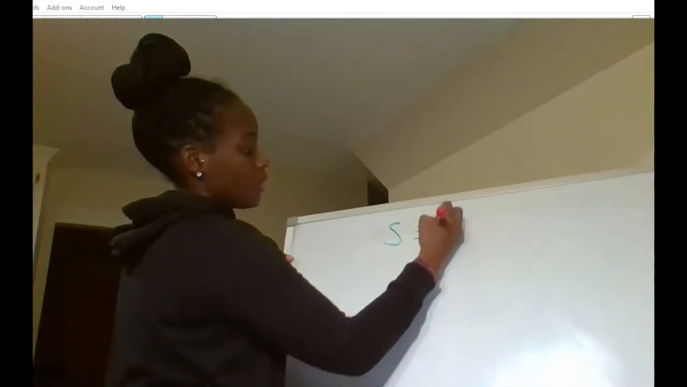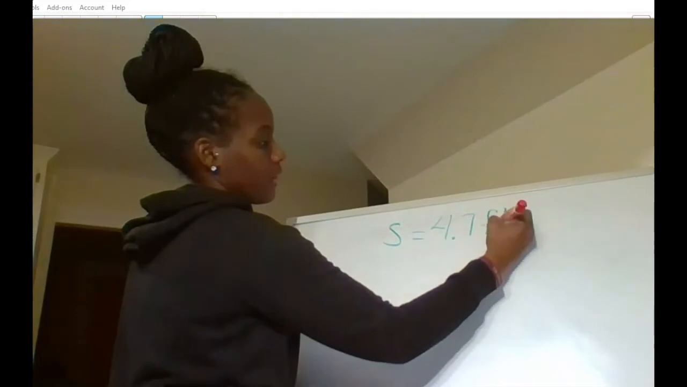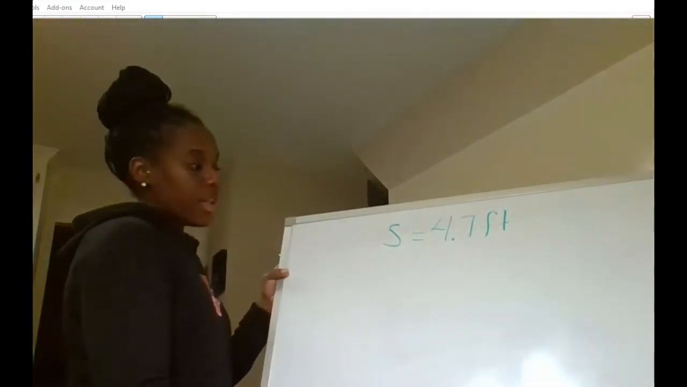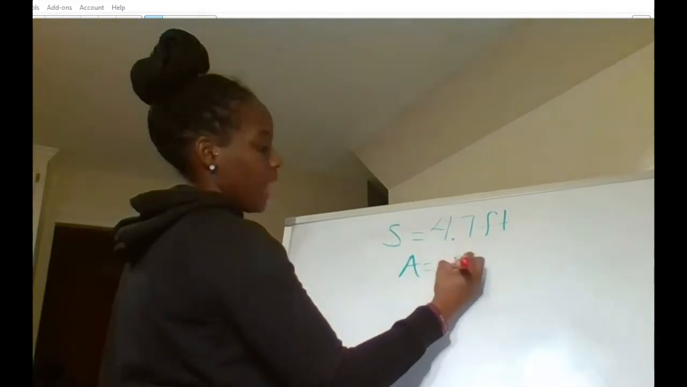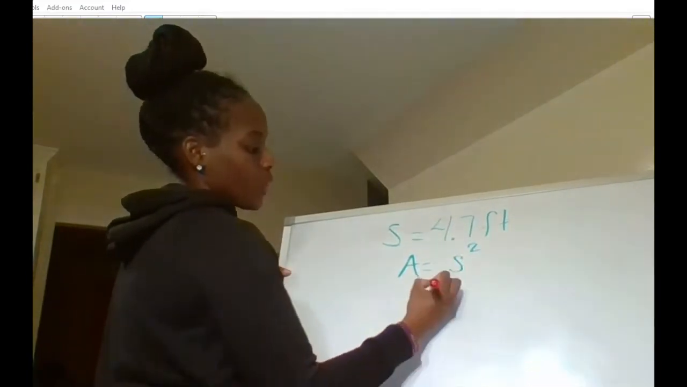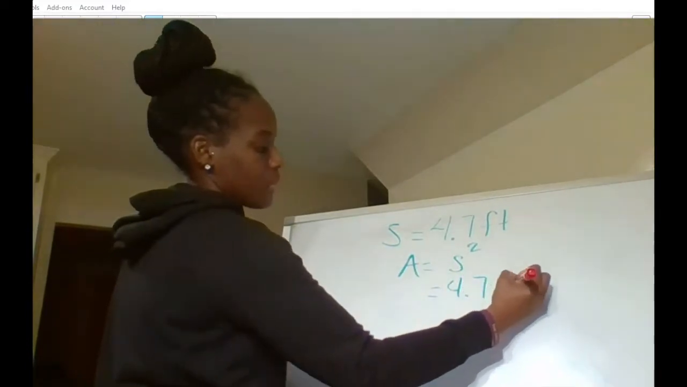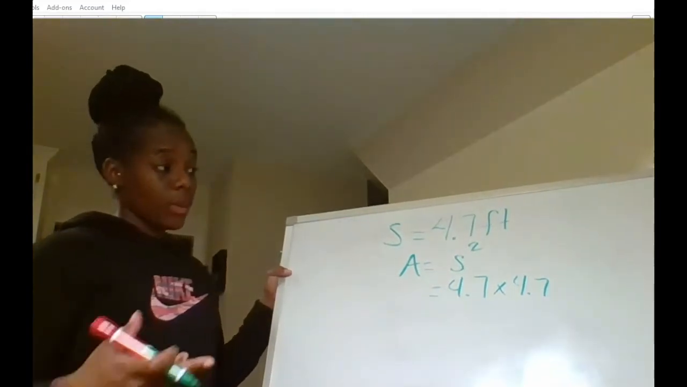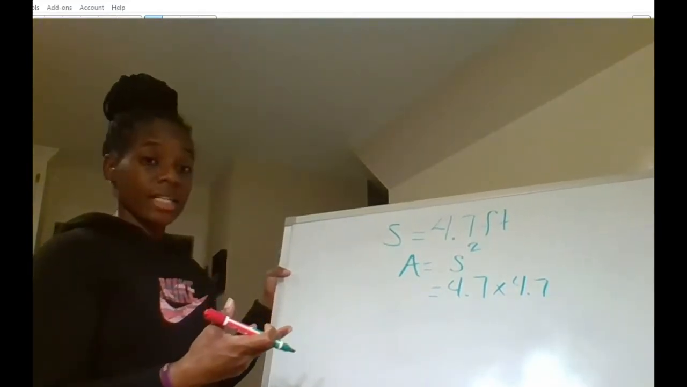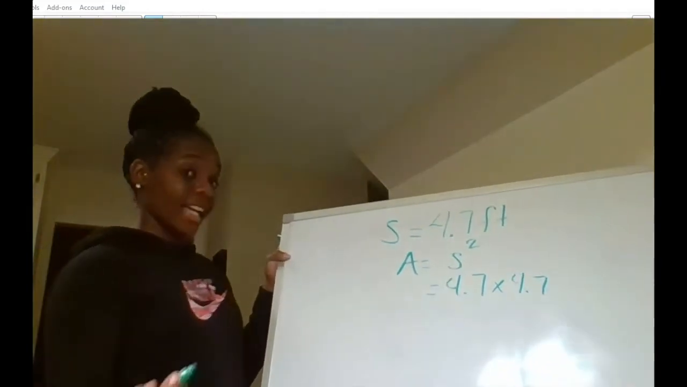S equals 4 and 7/10 feet. So then we go ahead and we use the formula A is equal to S squared, which is equal to 4 and 7/10 times 4 and 7/10. Yesterday when we were going over multiplying decimals, I went ahead on the side and multiplied it out so that we can see exactly what's happening here.